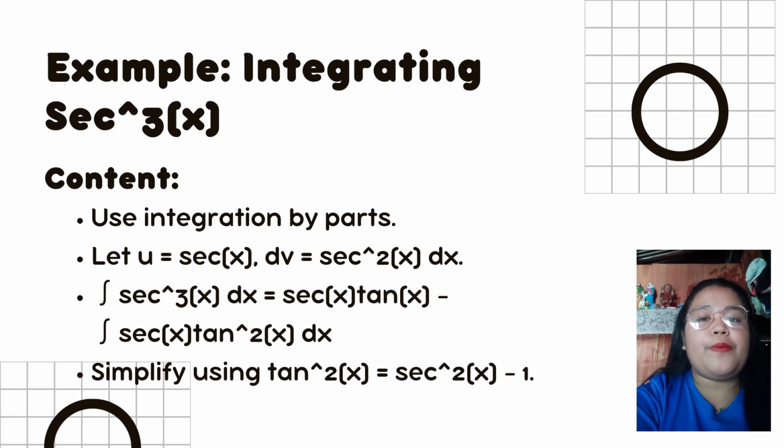We use integration by parts where u is equal to secant x and dv is equal to secant squared x dx. This gives us secant x tan x minus the integral of sec x tan squared x dx. We then simplify using the identity tan squared x is equal to secant squared x minus 1.